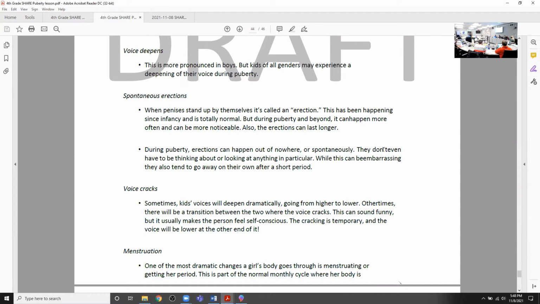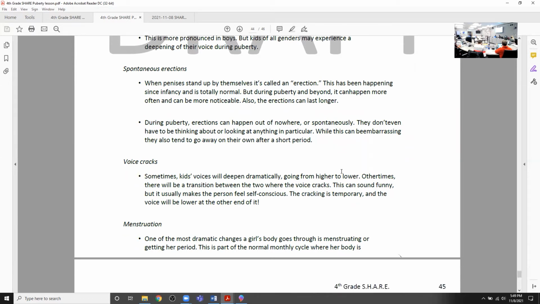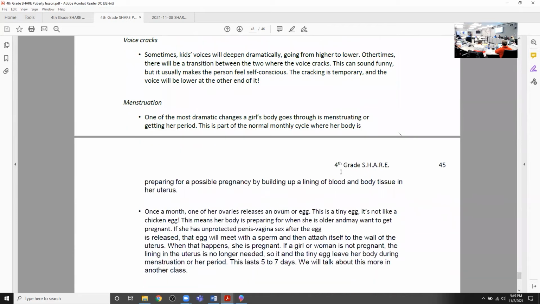And during puberty, erections can happen out of nowhere or spontaneously. They don't even have to be thinking about or looking at anything in particular. While this can be embarrassing, they also tend to go away on their own after a short period. Voice cracks: sometimes kids' voices will deepen dramatically, going from higher to lower.